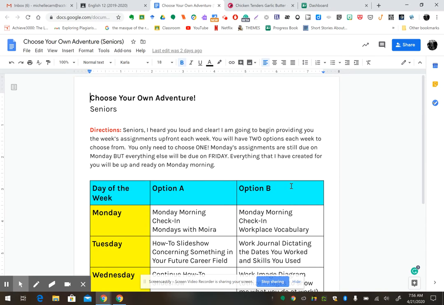This means for the rest of the week, if you chose option A, you should only be doing the assignments that state option A. Same goes for B. So you can just disregard the other assignments. So let's take a look, okay?